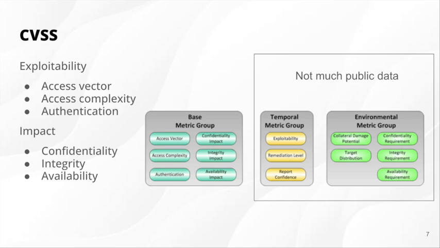So CVSS is great if we want to understand what occurred in the past, if we want to understand properties of vulnerabilities that have been analyzed, let's say, in a lab. But how to track the evolution of the severity?